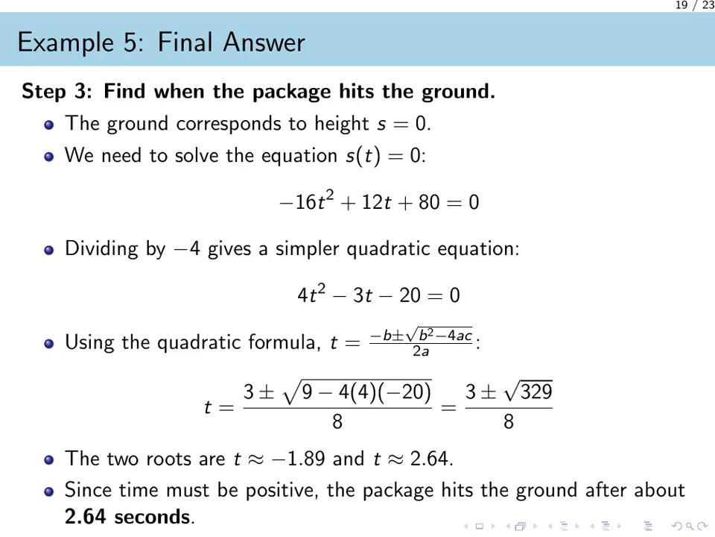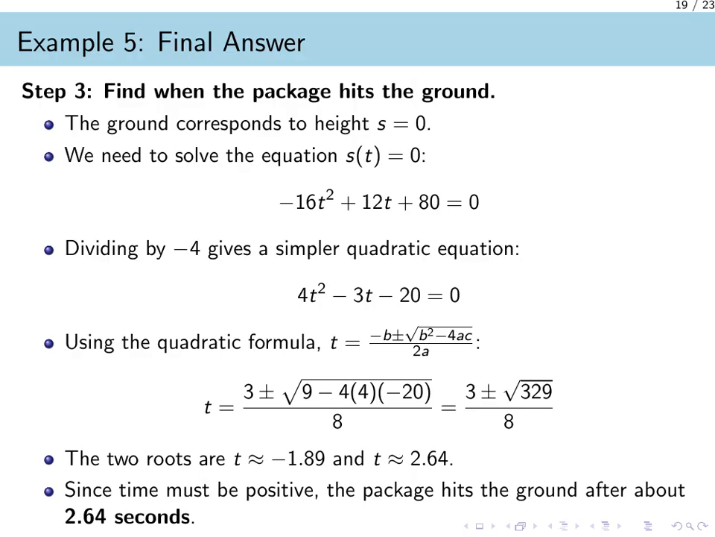Now we can answer the final question. How long does it take for the package to hit the ground? This occurs when its height, s of t, is exactly 0. We start by setting our height function equal to 0, which gives the equation negative 16t squared plus 12t plus 80 equals 0. This is a quadratic equation, which we can solve for the time t by using the quadratic formula. Applying the formula gives us two possible solutions for time.